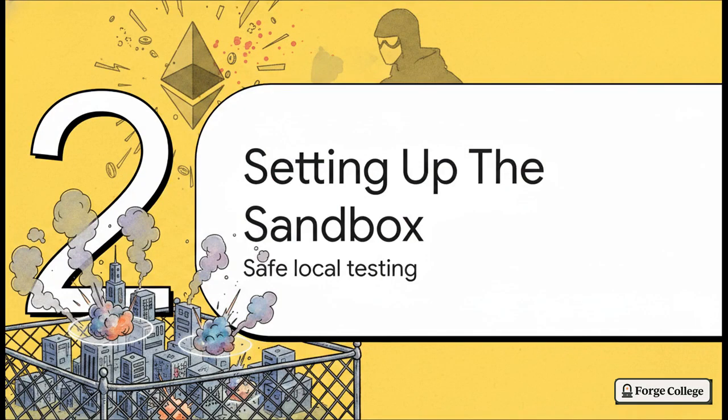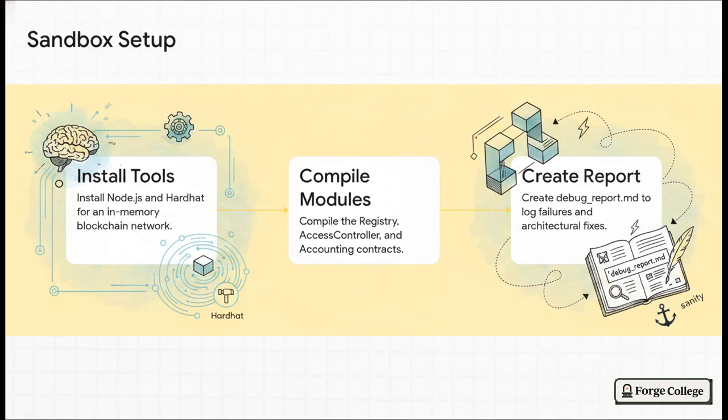Moving right along to Section 2, setting up the sandbox for safe local testing. Because before we start stress testing this invention, we desperately need a safe local environment so we don't accidentally blow up the Ethereum mainnet. First up, we install Node.js and Hardhat. This gives us a lightning-fast, in-memory blockchain network just for iterative debugging. It's super quick. Second, we compile our core modules.